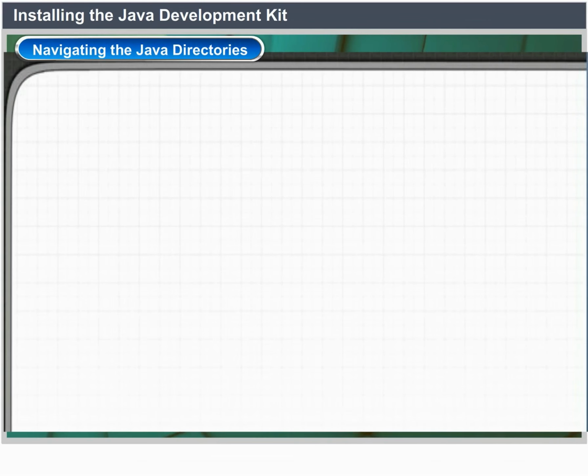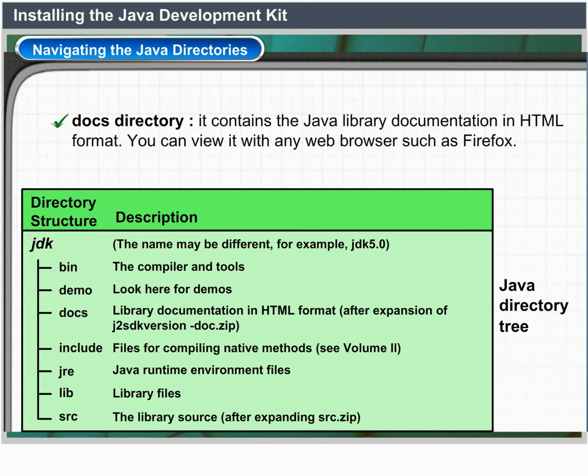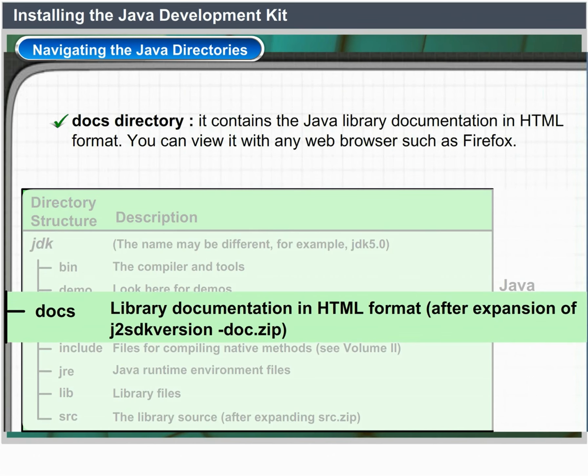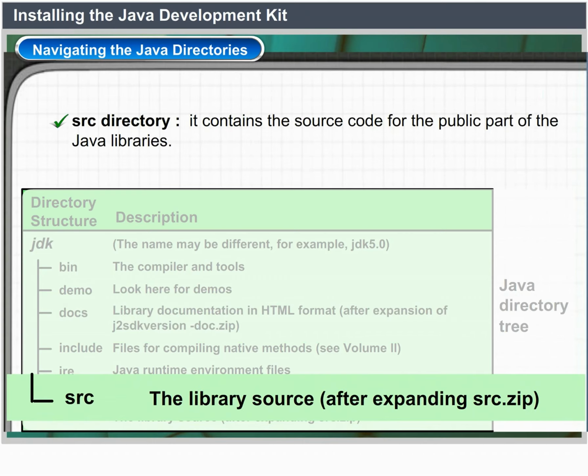Navigating the Java directories. The two most useful subdirectories for learning Java are docs and src. The docs directory contains the Java library documentation in HTML format. You can view it with any web browser such as Firefox. The src directory, that is the source directory, contains the source code for the public part of the Java library. This figure shows the Java directory tree.